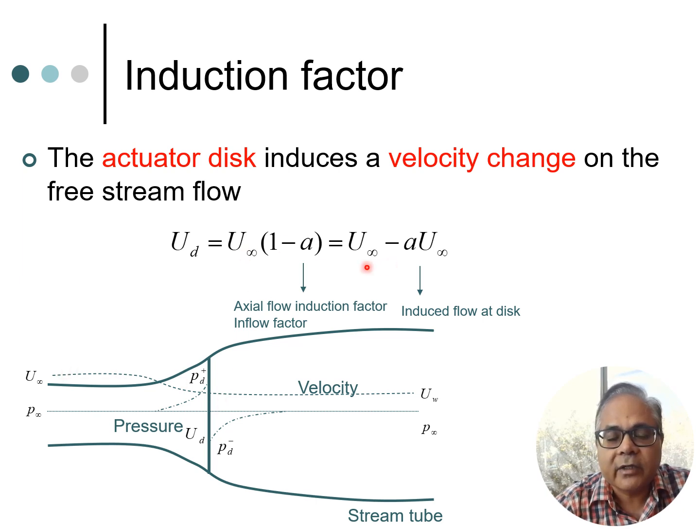So again we can expand this out and we get u infinity minus a u infinity, and this entire value a into u infinity is the induced flow at the disk. So if you are familiar with the helicopter nomenclature, we call this by small v, but in wind turbines we are using a into u infinity here. So this a is going to play a very important role. It's the axial flow induction factor. Sometimes people call it the inflow factor also. So if you know a, you know what's the velocity at the disk, because ud would be u infinity into 1 minus a.